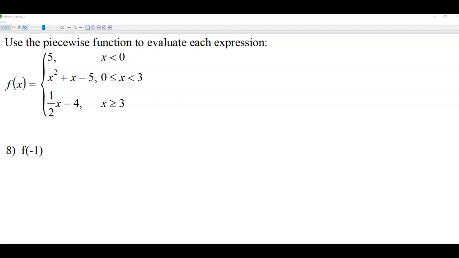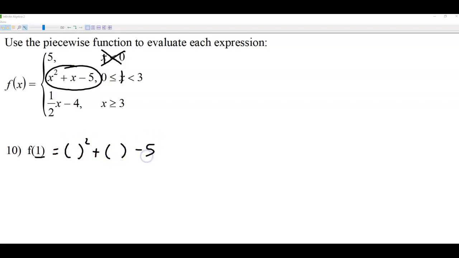All right. Moving along to number 10. Maybe I'll get to plug one in this time. Let's see. All right, so we want to plug in 1 this time. Is 1 less than 0? No. Is 1 between 0 and 3? Yes, it is. So we're going to use this piece this time. And instead of the x's, we're going to plug in the 1, and then we're going to simplify. So that's 1 plus 1 minus 5. Which is -3, final answer.